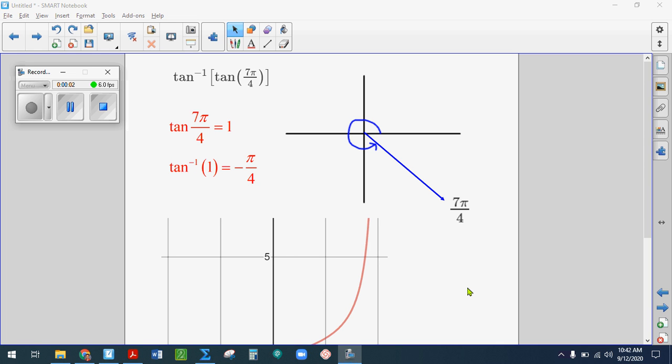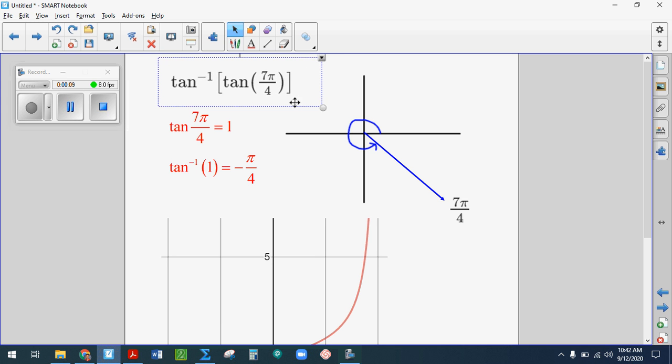Okay, this is number 3 on the quiz. Number 3 said inverse tangent of tangent 7 pi over 4. The entire point of this problem was to see if you would use what you know about inverses combined with what you know about inverse trig functions. For example, we know that the inverse tangent of the tangent of x is x, or backwards, the tangent of the inverse tangent of x is x.